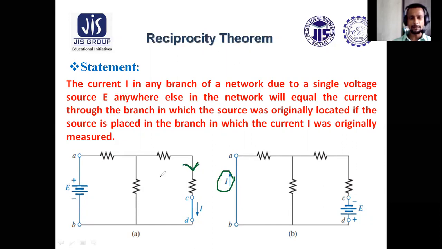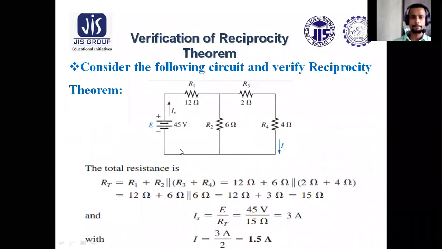Okay, if branches are altered. Now let us explain this theorem with the help of this numerical. Suppose there is a voltage source of 45 volt here. Let us verify the reciprocity theorem, or let us verify whether this network is reciprocal or not. Let us try to find current I through this branch.